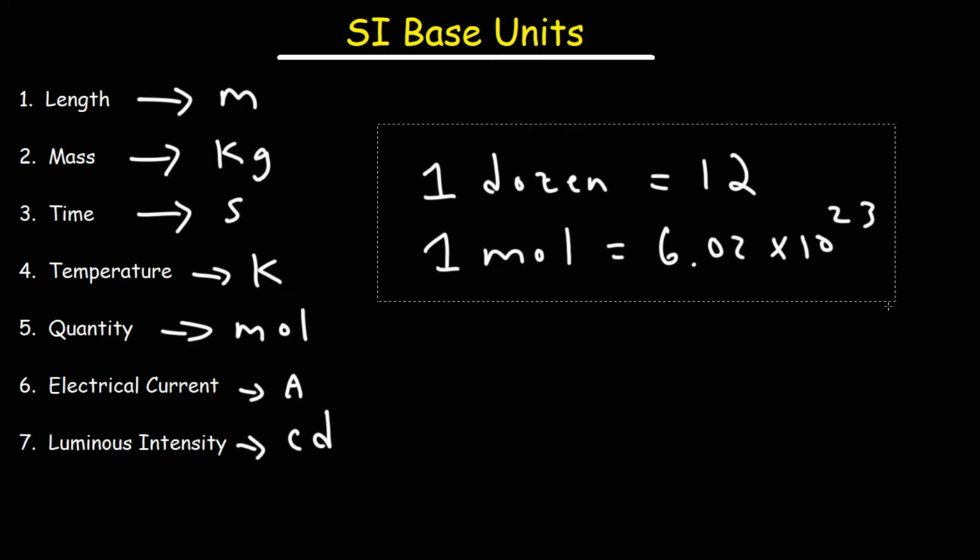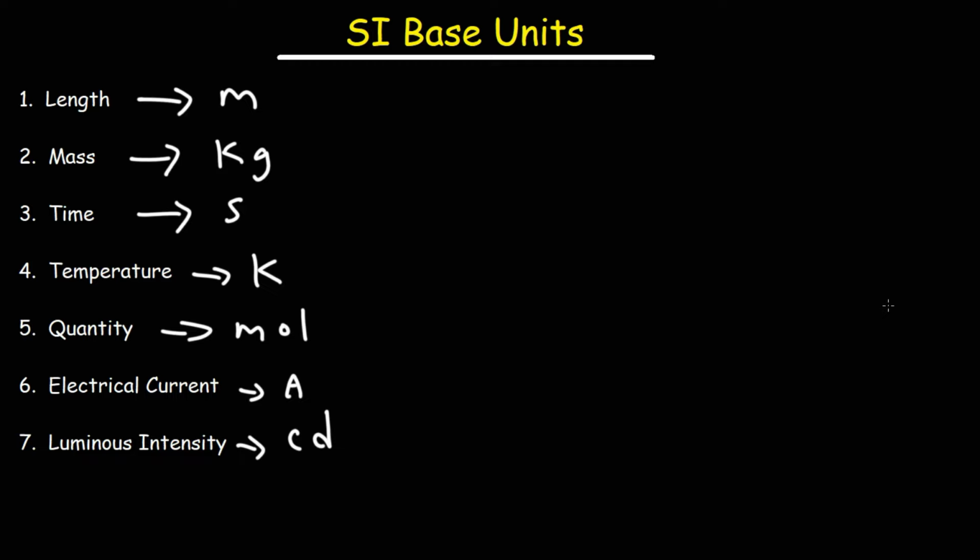Now, electric current. The unit for electric current is the amp. And I'm going to talk more about that a little bit later in this video. First, let's go over something called a derived unit.